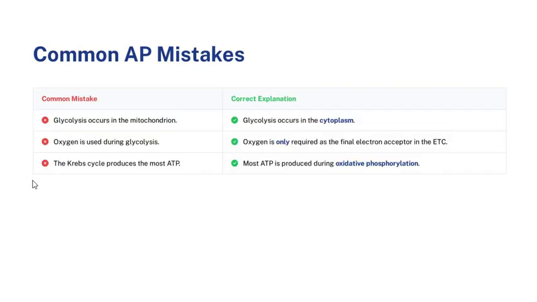Okay, so some common AP mistakes that I think I made are that some people think glycolysis occurs in the mitochondria, but it actually occurs in the cytoplasm. And some think oxygen is used in glycolysis, but oxygen is actually only required as the final electron acceptor in the ETC. And if it's not available, it will undergo anaerobic respiration. And some think the Krebs cycle produces the most ATP, but actually it's during oxidative phosphorylation, during chemiosmosis, and in the ETC.